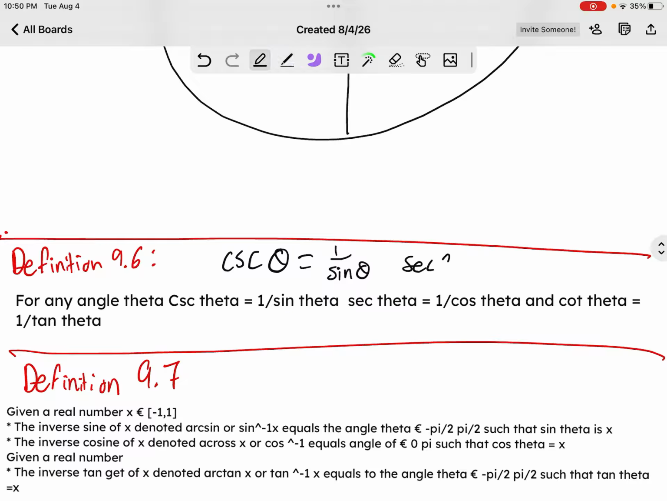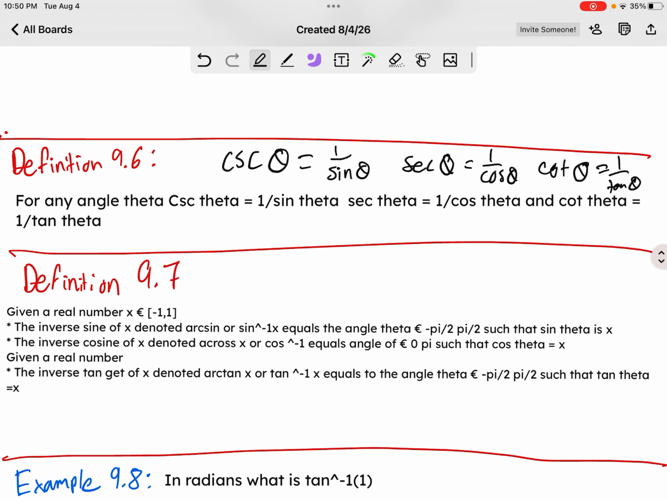So sec theta will be equal to 1 over cos theta, and cot theta will be 1 over tan theta. Okay, that's just in mathematical form. So what you might also be asking, what is csc, sec, and cot? So csc is cosecant, and sec is secant, and cot is cotangent, okay? So let's get right into it.